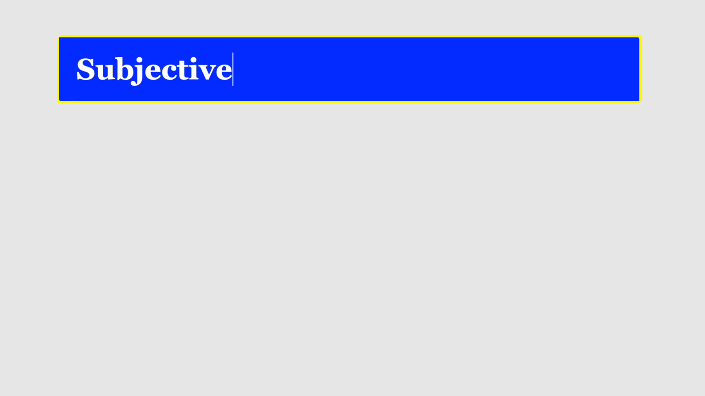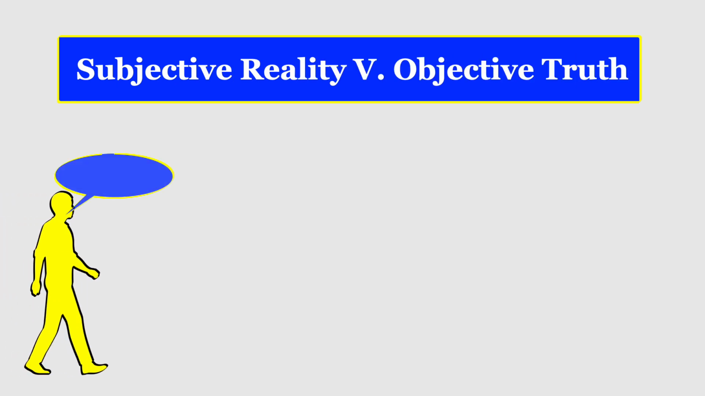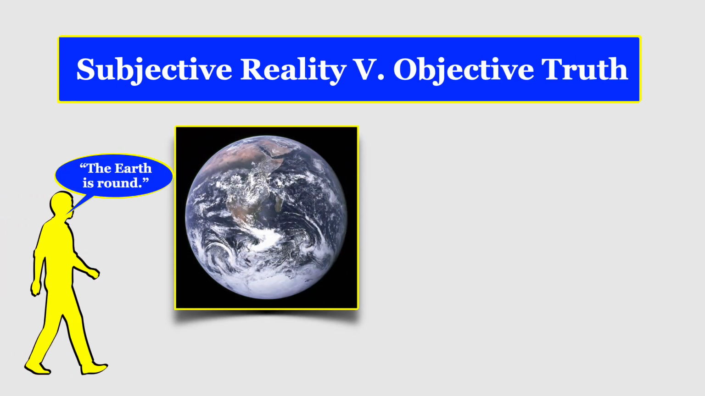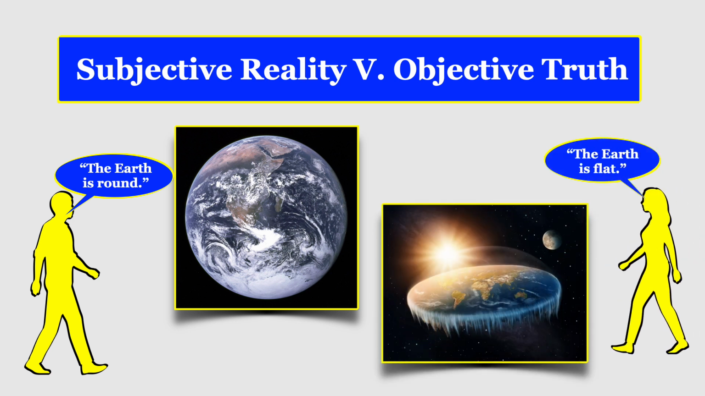Another example regarding the difference between subjective reality and objective truth. If one person says the earth is round and another person comes along and says the earth is flat, well, one of these is an objective truth and one of them is a subjective reality. The subjective reality would be the earth is flat. That may be what you believe, but there is no evidence to support that. Most people in the world do not agree with that. So that is your opinion. That is your subjective belief or subjective reality.